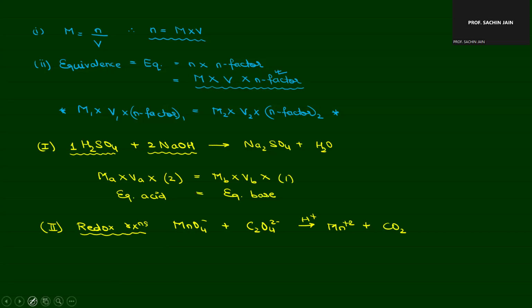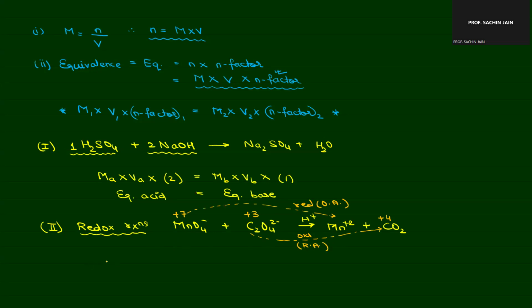Now for this redox reaction, if I talk about the oxidation states, permanganate has Mn +7, oxalate carbon +3, Mn is +2, and carbon is +4 in CO2. So for this reaction, Mn, if you observe, is undergoing reduction and carbon is undergoing oxidation. So this permanganate is an oxidizing agent and the oxalate would be the reducing agent.